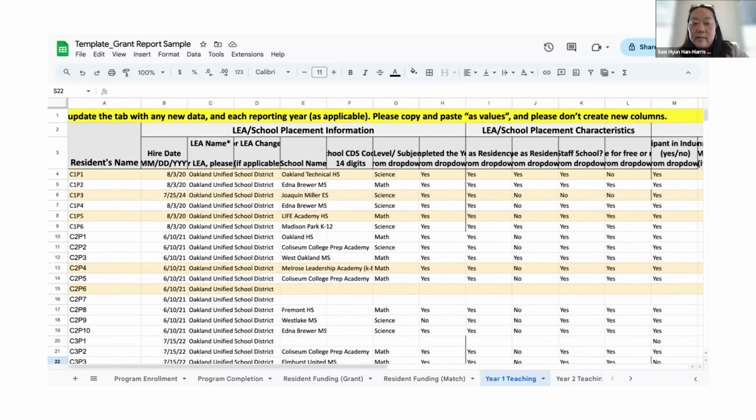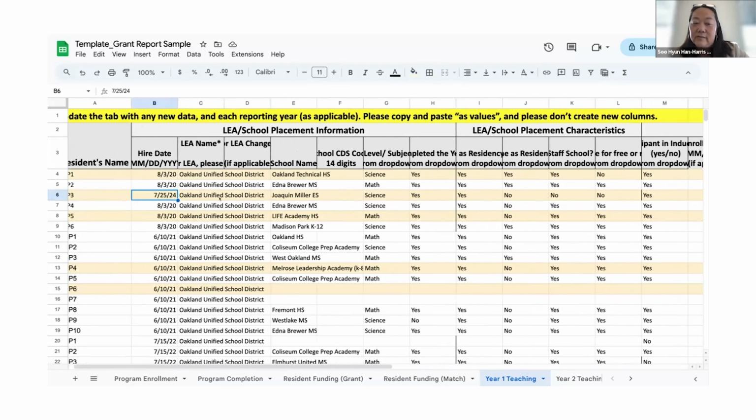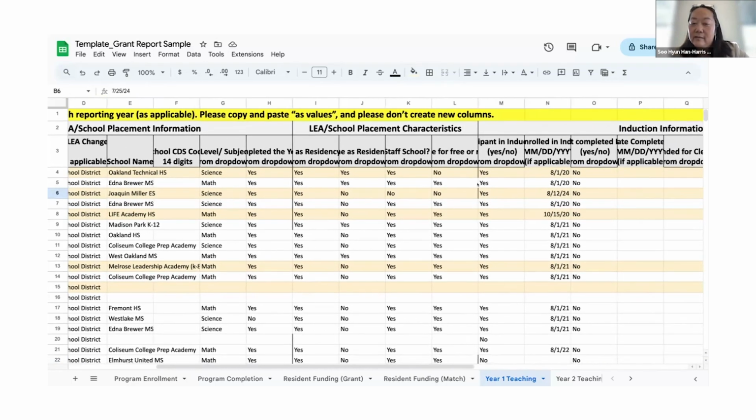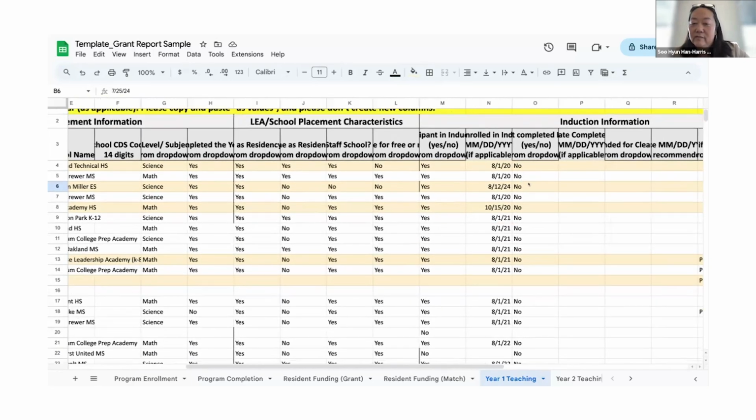And in year one, you'll see here their hire date is the beginning of this school year, 2024. So I wrote that, that's the date that reflects their first school year. And then the rest of that information is here. I know that they enrolled in induction, but they have not completed it, of course, because they just started this year.